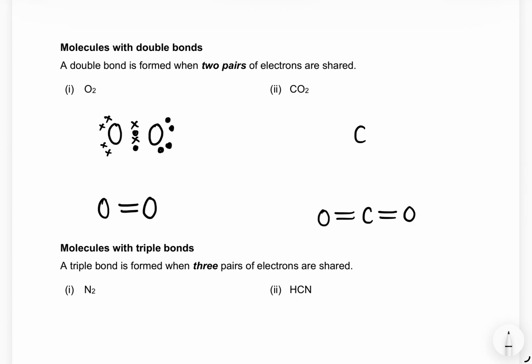So how would that look in a dot and cross diagram? Well, carbon only has 4 electrons. It shares all 4 with the oxygens. Each oxygen has 6, so 2 lone pairs. So the crosses belong to the carbon, the dots belong to the oxygens. So there are 6 dots around each oxygen, 4 crosses around carbon, but if we look carefully, each atom now has 8, and so it has a full shell.